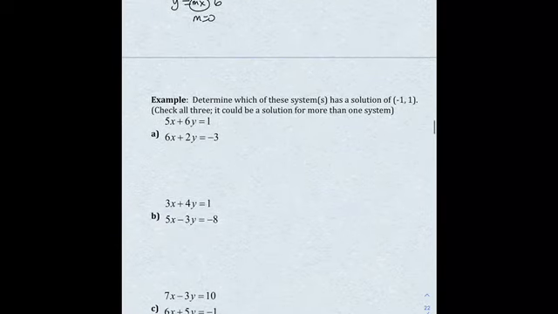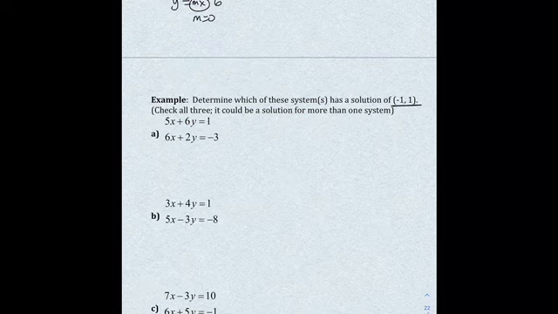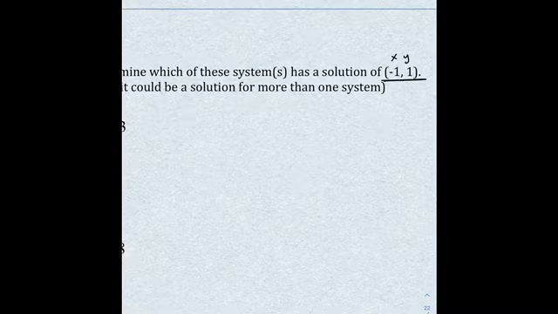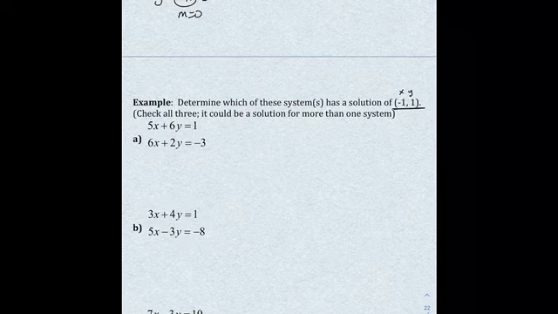Yeah, let's go on to the next example. The next thing says determine which of these systems has a solution of -1, 1. So here we're given the answer. Here x is -1 and y is 1. This question is saying, is this an answer to these systems?